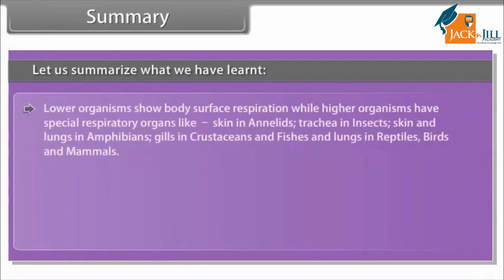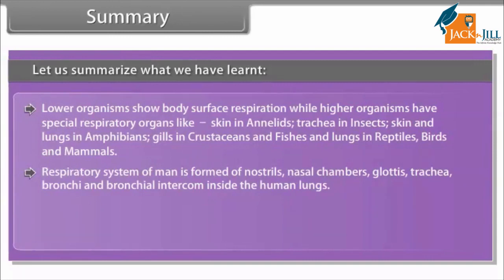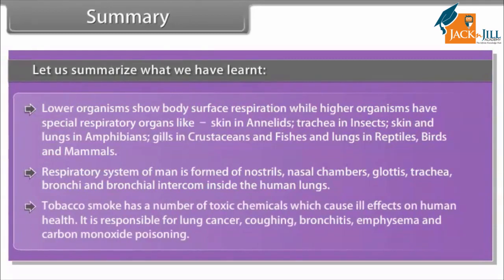Lower organisms show body surface respiration, while higher organisms have special respiratory organs like skin in annelids, trachea in insects, skin and lungs in amphibians, gills in crustaceans and fishes, and lungs in reptiles, birds, and mammals. Respiratory system of man is formed of nostrils, nasal chamber, glottis, trachea, bronchi, and bronchioles inside the human lungs. Tobacco smoke has a number of toxic chemicals which cause ill effects on human health. It is responsible for lung cancer, coughing, bronchitis, emphysema, and carbon monoxide poisoning.